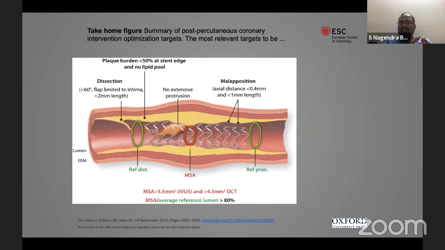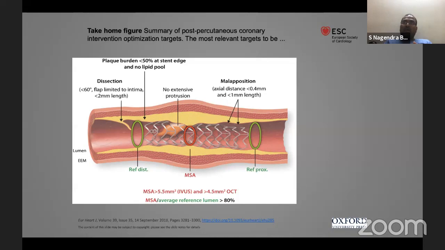These are all significant dissections by OCT. Any dissection that is seen with IVUS is a significant dissection. Number two, plaque protrusion. If there is significant overexpansion, the plaque gets squeezed and some of it will protrude. So overexpansion may lead to plaque protrusion.